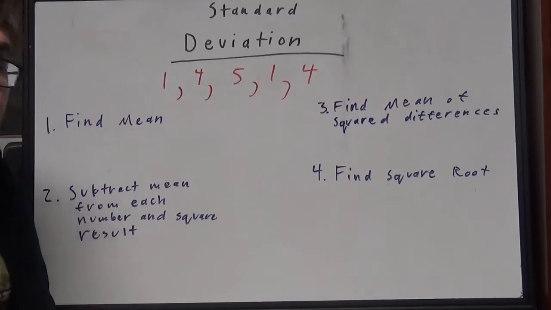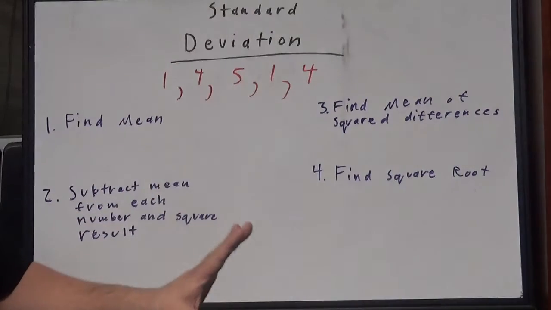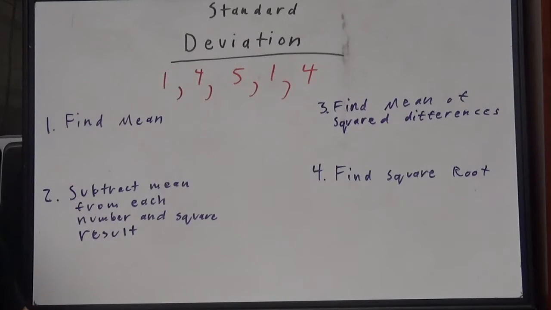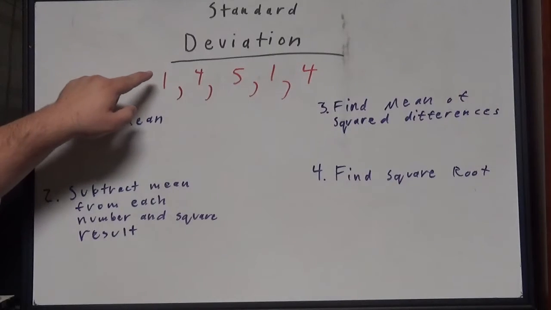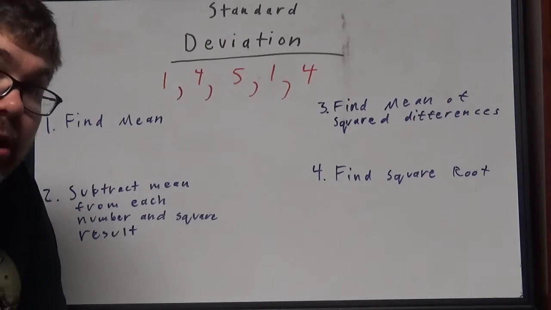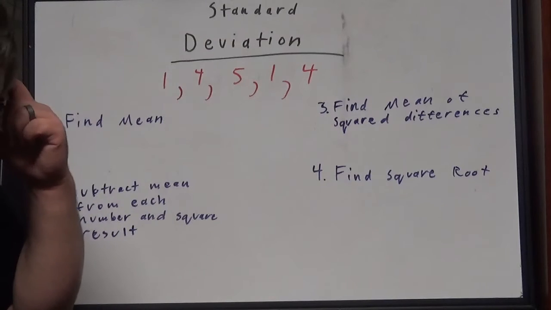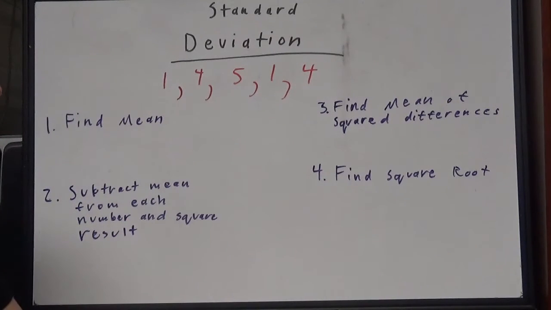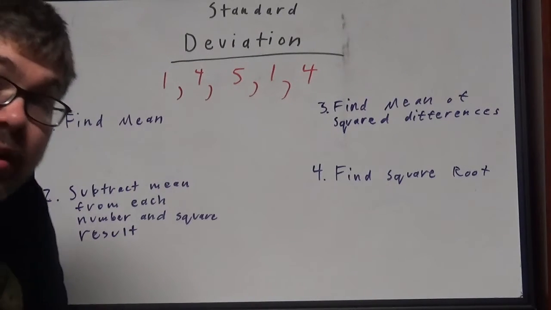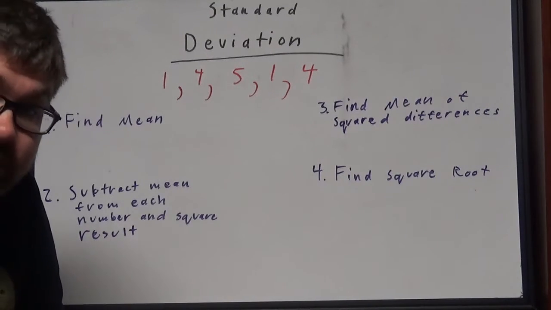Now, first thing I want to point out, in this example in the video, I'm going to use a small data set, and I'm going to be using some small numbers. The numbers I'm going to use in the example are 1, 4, 5, 1, 4. The reason is because it's an example, I want to keep the numbers where you can visually, mentally comprehend them better. But in an assignment, you'll probably have more numbers. It does not matter how many numbers you have. It doesn't matter how big the numbers are. It's the same process.